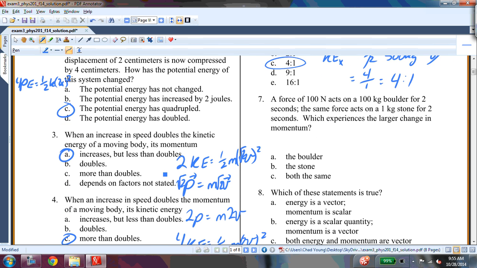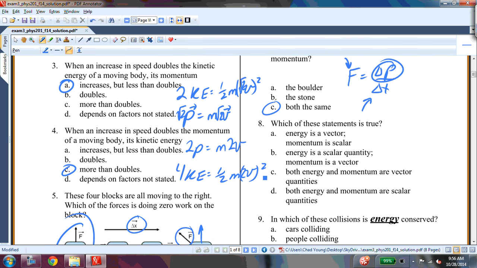A force of 100 newtons acts on a 100 kilogram boulder for 2 seconds. The same force acts on a 1 kilogram stone for 2 seconds. Which experiences the larger change in momentum? Well, remember, F is delta p over delta t. They experience the same force for the same amount of time, so they have the same change in momentum. Which of these statements is true? Energy is a scalar, momentum is a vector, so B is right.